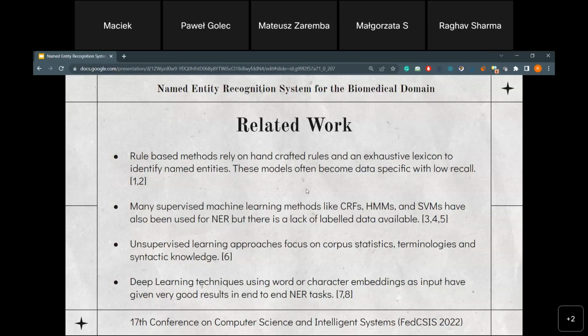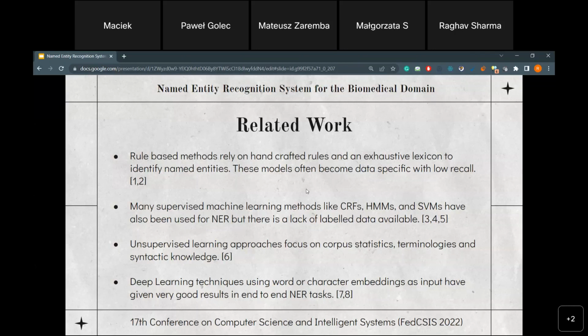Also, supervised machine learning approaches such as CRFs, HMMs, and SVMs have also been used for this purpose. However, the issue with these is the lack of structured and labeled text in the biomedical domain, and this causes a major hindrance in the performance. This has also led to the rise of unsupervised learning approaches, which focus on corpus statistics and terminologies.